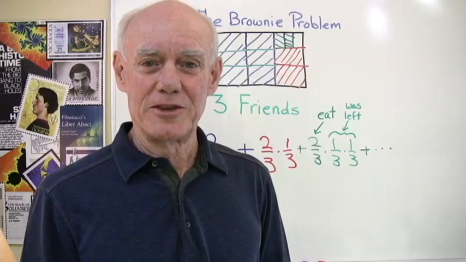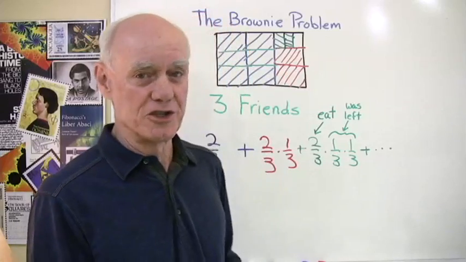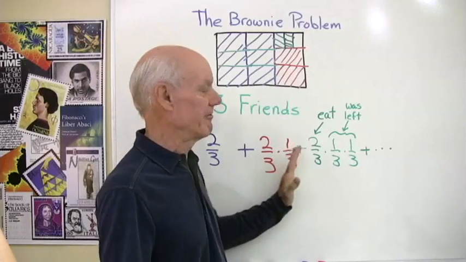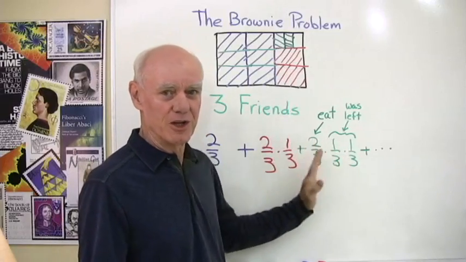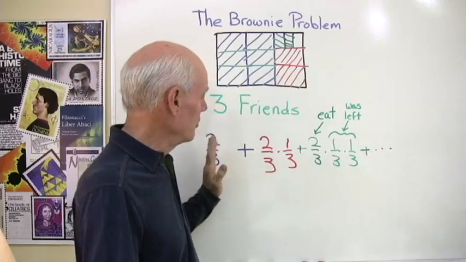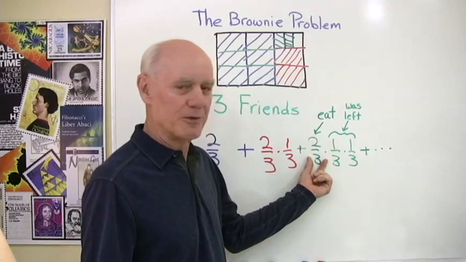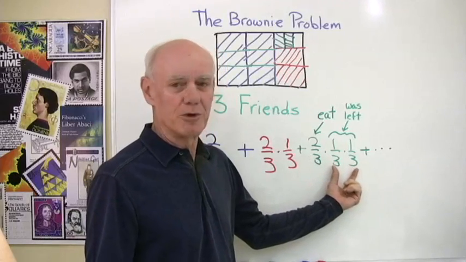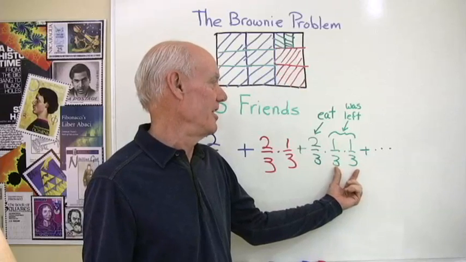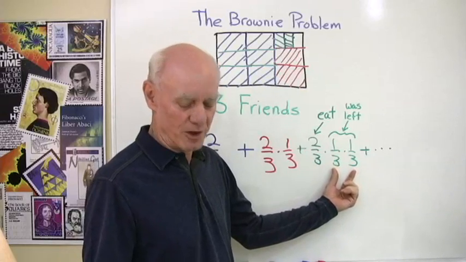Okay, a little bit more about the brownie problem. One of the other questions was how much is left of the brownies at any one stage right here. So you can look at these terms in this way. This is the amount that they eat. They always eat 2/3 of what was left from the last time they ate. So in this case, 1/3 times 1/3.